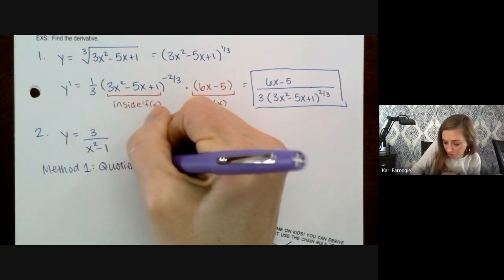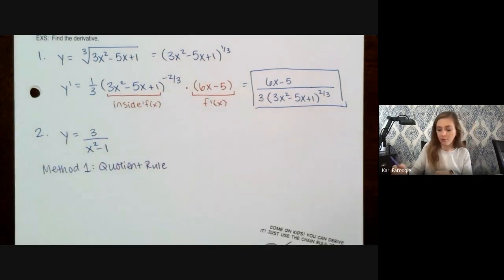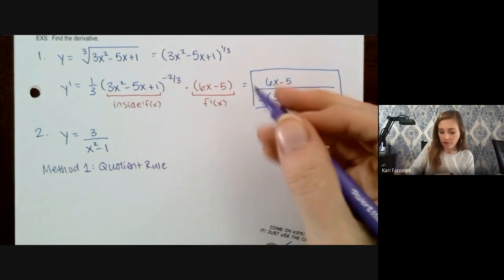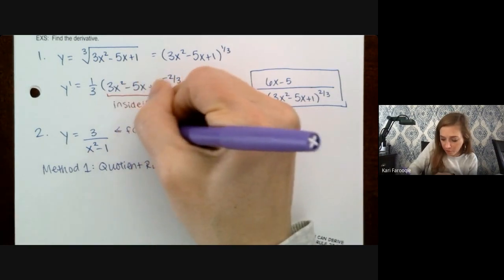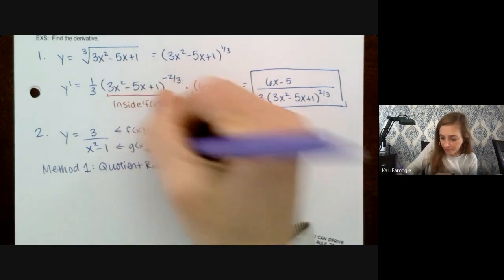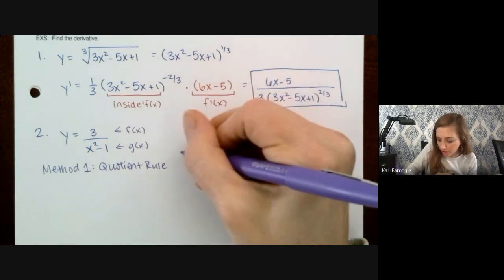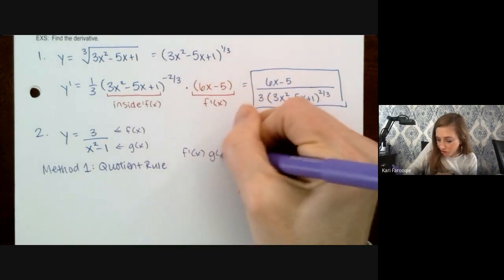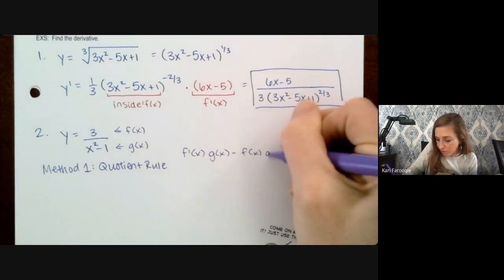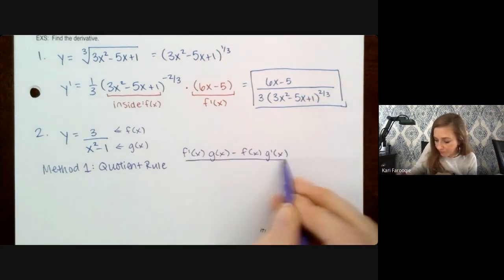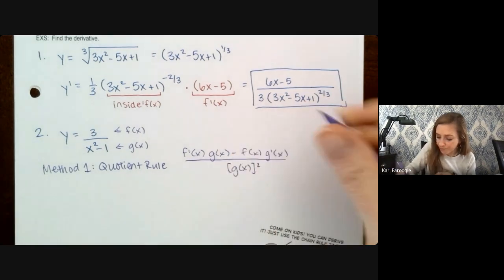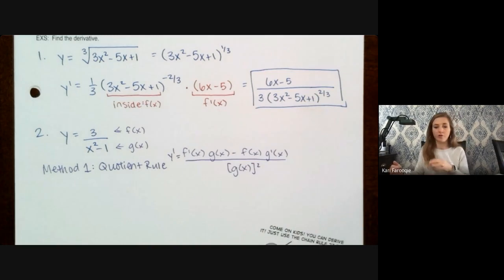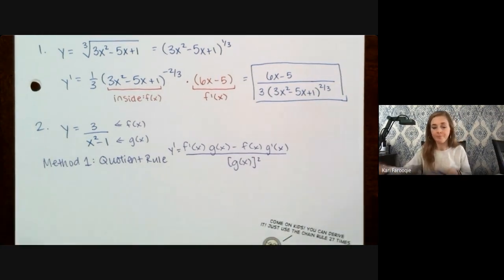And this was from section 3.2. Remember that we had f prime g minus f g prime all over g squared. So I'm going to call the numerator f and the denominator g. And then for the quotient rule, I have f prime g minus f g prime all over g squared as the derivative. Okay, so we'll go ahead and find that.